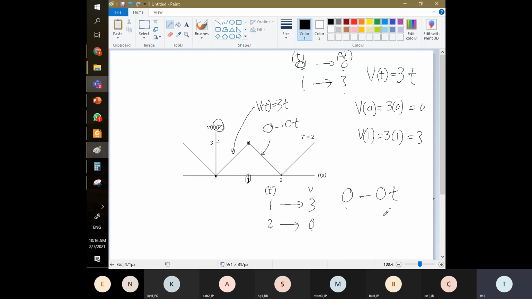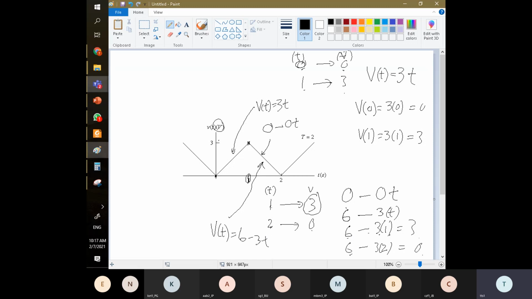So the magic number here: if you put a 6 here, and then a 3 here, 3t, then you try. If t goes to 1, 6 minus 3 times 1 equals 3. So it matches this answer, right? If 6 minus 3 times 2, you get 0. 6 minus 6, you get 0. So for this slope here, the Vt is equal to 6 minus 3t.